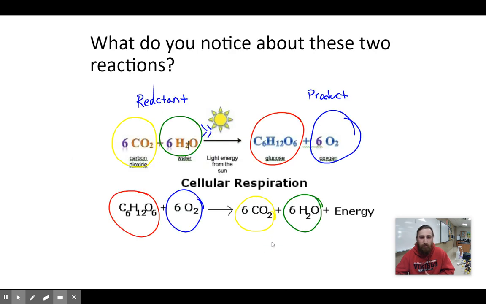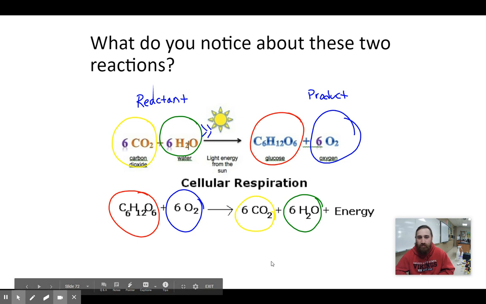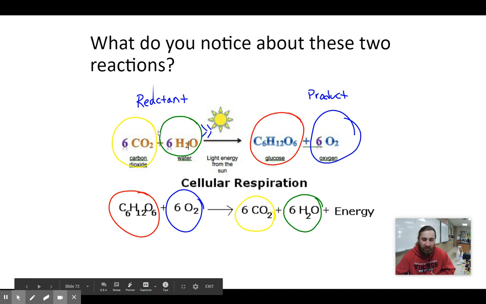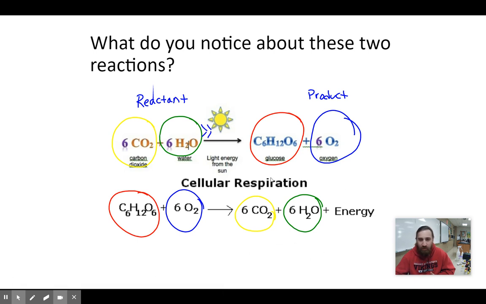So, here we have 2 equations. We have the photosynthesis equation. We also have the cellular respiration equation. What you should notice here is that my reactants for photosynthesis are now my products in cellular respiration. My products in photosynthesis are now my reactants in cellular respiration. Guys, this should make sense.